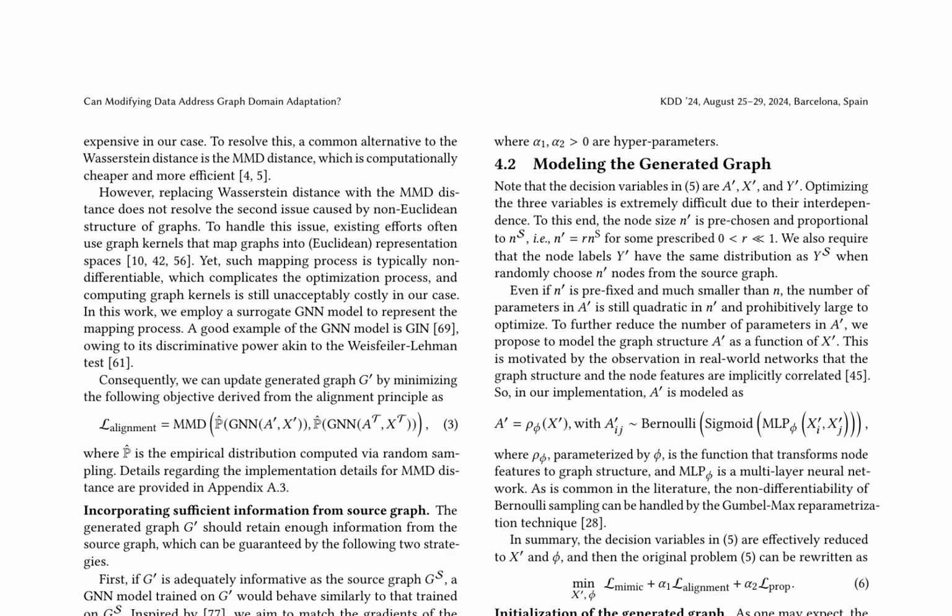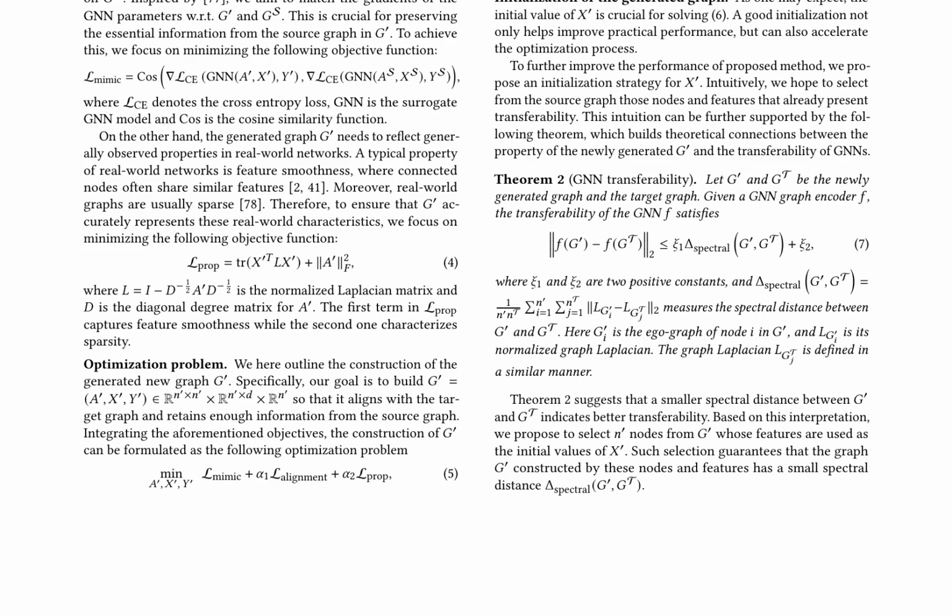GraphAlign, a novel approach to graph domain adaptation, is introduced to address the critical problem in graph neural networks. This method modifies the source graph to align with the target graph, ensuring the generated graph retains sufficient information from the source graph and exhibits properties of real-world networks. The approach employs a surrogate GNN model to represent the mapping process, and the generated graph is optimized by minimizing 3 objective functions: alignment, mimicry, and property preservation.